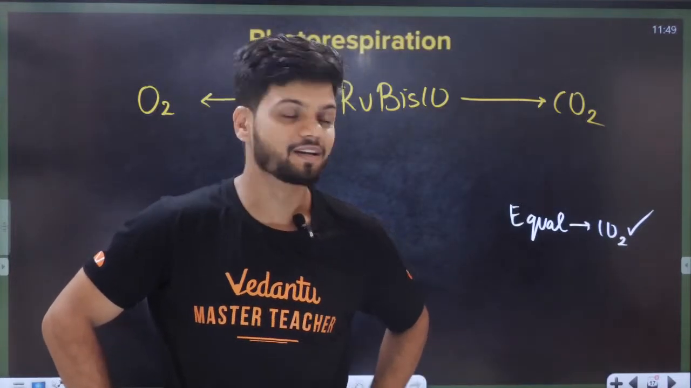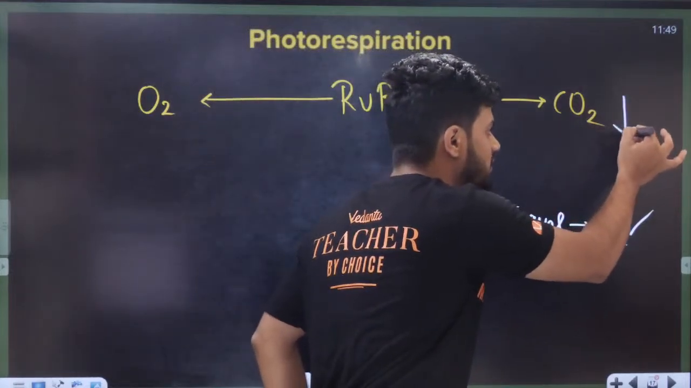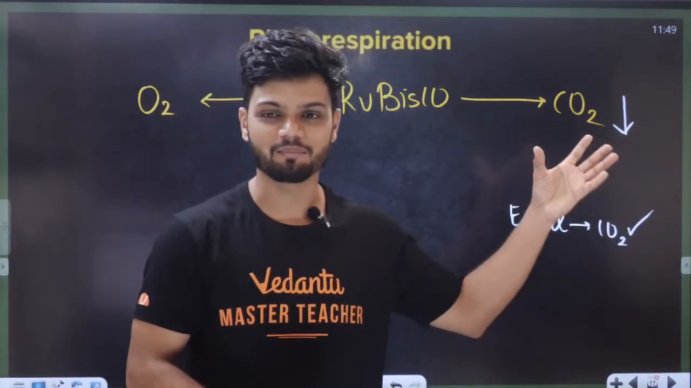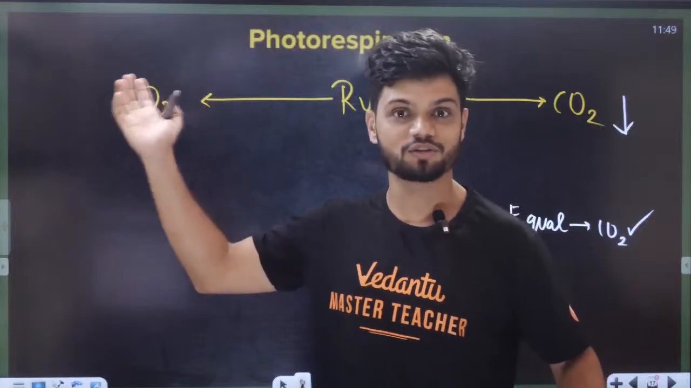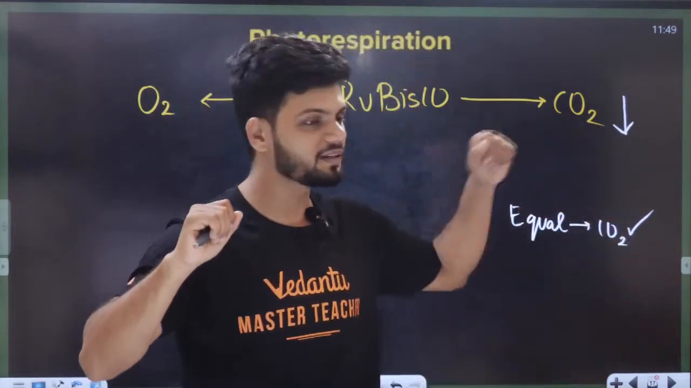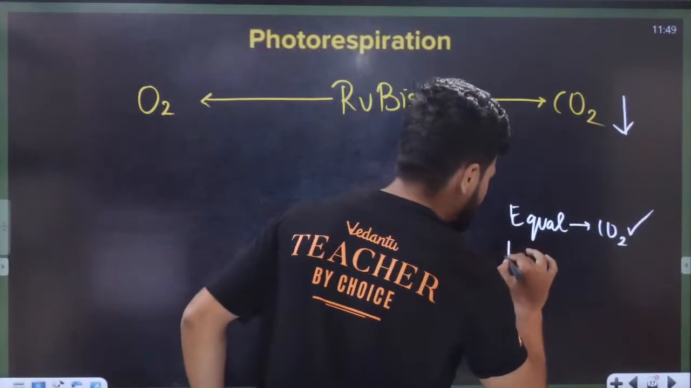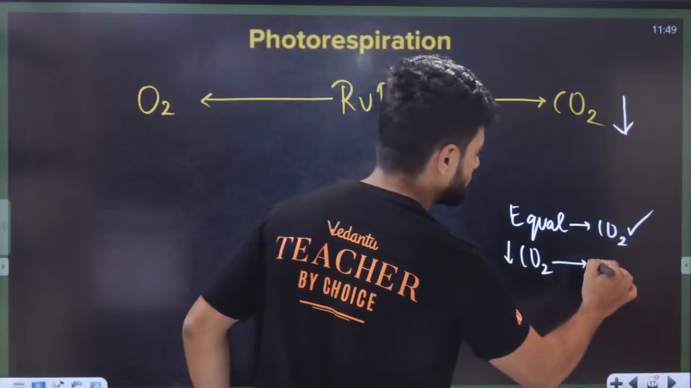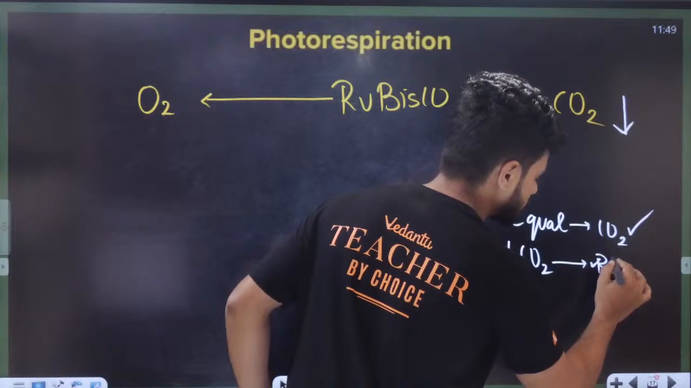Now, students, understand. As soon as CO2 is reducing in the atmosphere, I will leave CO2. I'm like, I don't know who you are, and I will go with oxygen. Oxygen is nice now. He doesn't have any money, so I'll go with oxygen now. So when there is less CO2, Rubisco will go with oxygen.